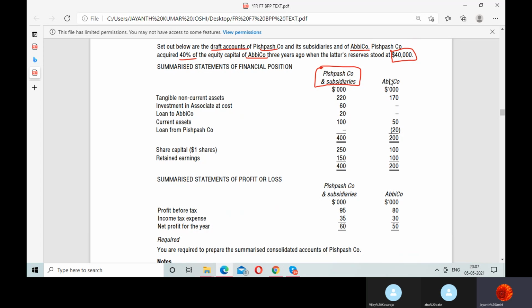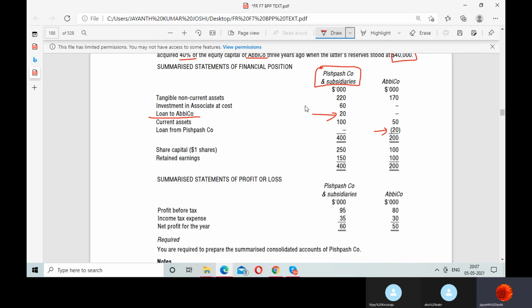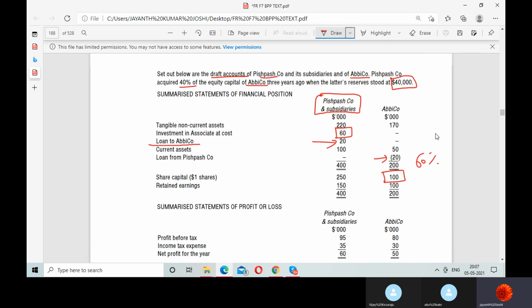So we can see here there are some intercompany transactions happening, like a loan to Abbey of 20 given, and a loan from Pishpash 20. This is one thing. Investment in associate, the cost is 60, and the share capital of associate is this. So can I say 60%? 60% is what they have invested, correct?